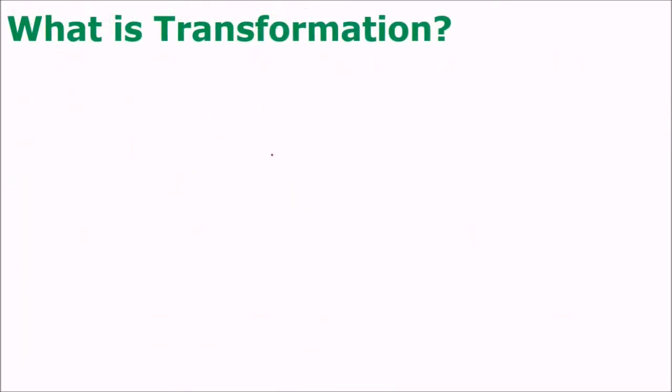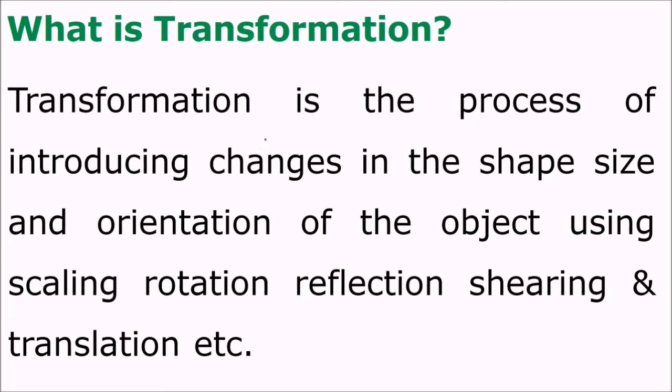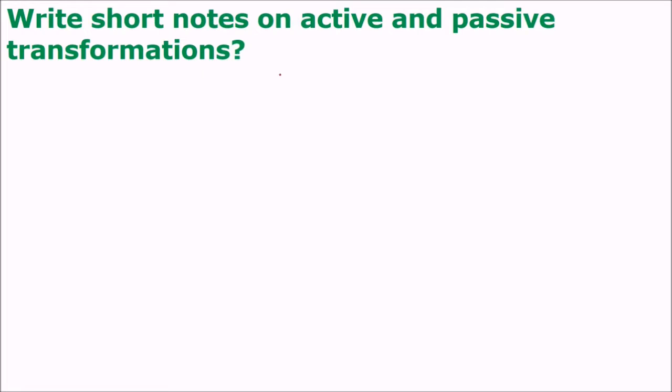What is transformation? It is the process of introducing changes in the shape, size, and orientation of the object using scaling, rotation, reflection, shearing, translation, etc. If this is the object, we translate it, it will move here. If we shear it, it will look like this. If we rotate it, it will look like this. And reflection, of course, is about a mirror or any axis, and looks like this. These are all transformations, and these are simply matrix multiplications.